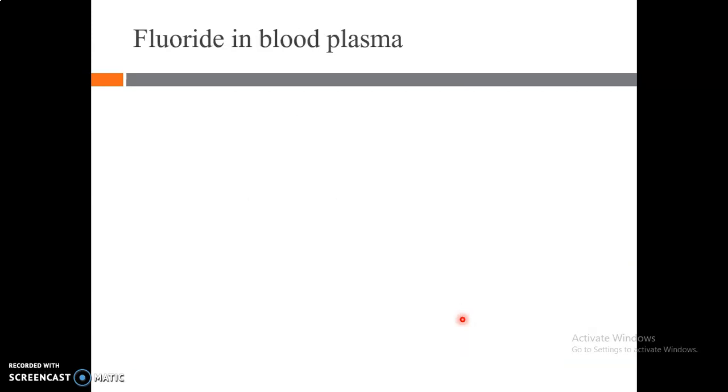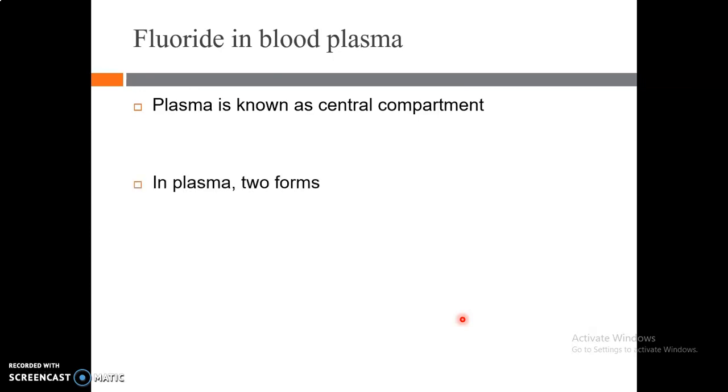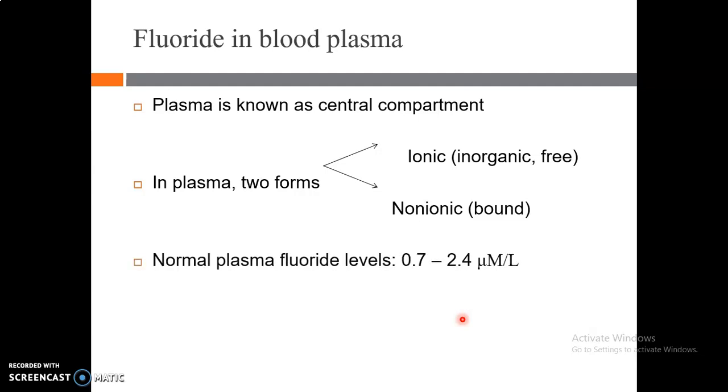Now, what is the amount of fluoride in blood plasma? As I told you earlier, plasma is known as the central compartment, and in plasma, fluoride exists in two forms. First is the ionic form and the second is the non-ionic form. The ionic form is also known as the free form and the non-ionic form is known as the bound form. The normal plasma fluoride level is 0.7 to 2.4 micromoles per liter.